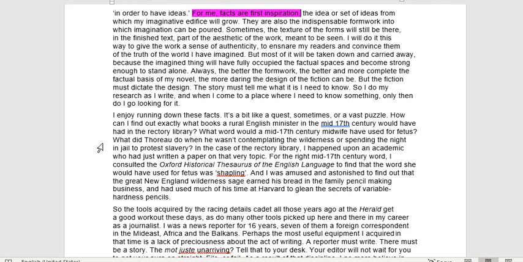For the right mid-17th century word, I consulted the Oxford Historical Thesaurus of the English language to find that the word she would have used for fetus was shapeling. And I was amused and astonished to find out that the great New England wilderness sage earned his bread in the family pencil-making business and had used much of his time at Harvard to glean the secrets of variable hardness pencils.